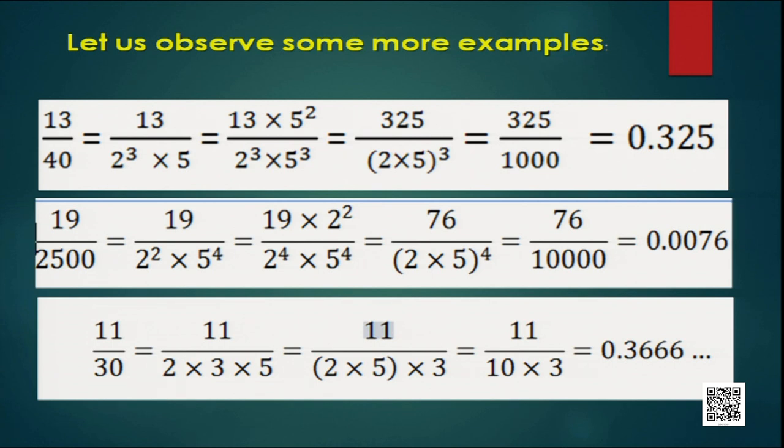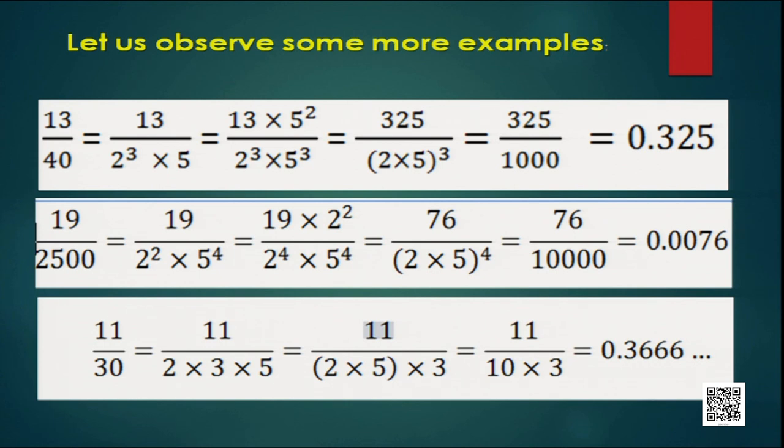To make it equivalent, I also multiplied 5 to the power 2 in the numerator. So the numerator became now 325 and the denominator becomes 2 into 5 whole to the power 3. So it is expressed now as 325 divided by 1000, and in decimal form, it becomes 0.325.